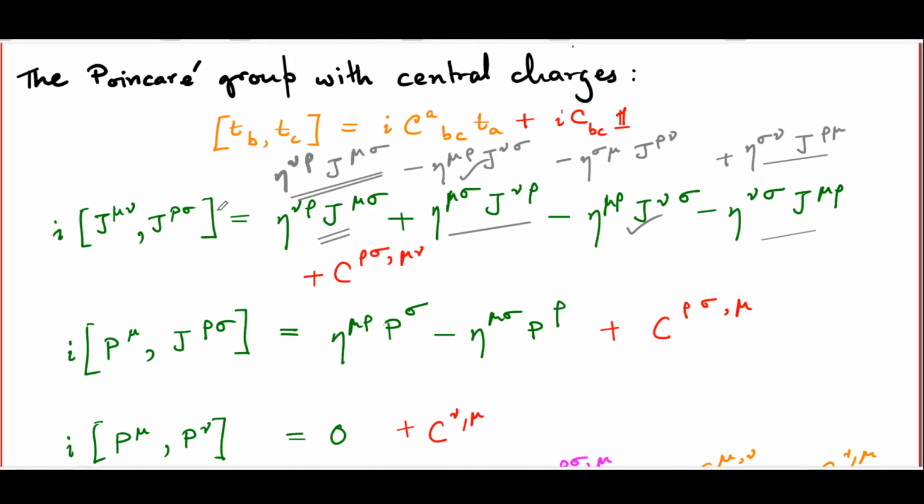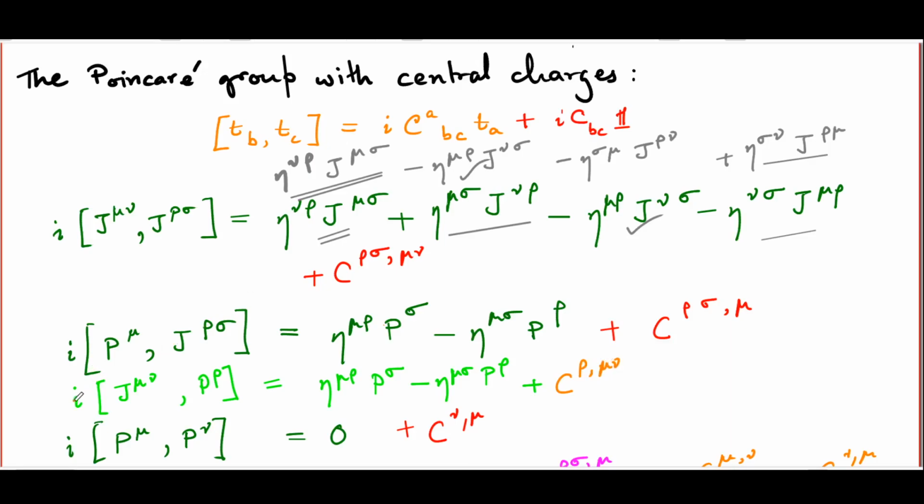While on the topic of differences with Weinberg's text, I can also point out that Weinberg actually has one extra commutation relation here. The commutation relation of J with P, which he writes as eta mu rho P sigma minus eta mu sigma P rho plus an additional central charge term C rho comma mu nu.